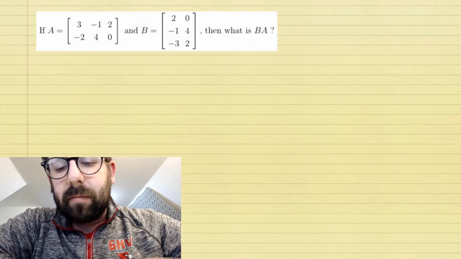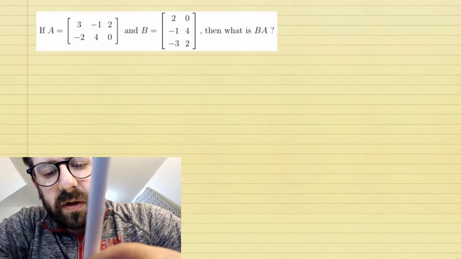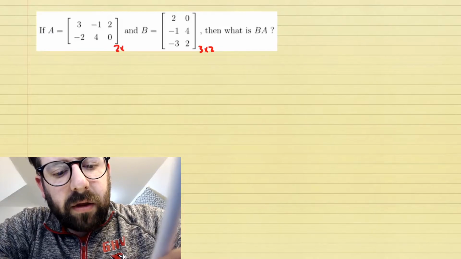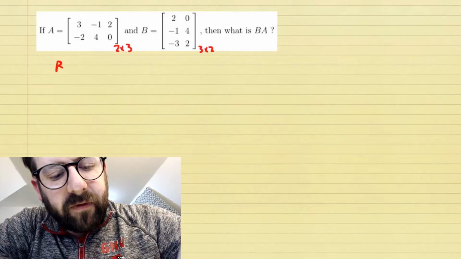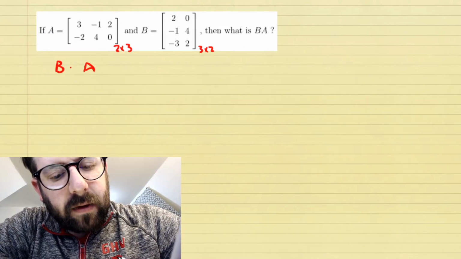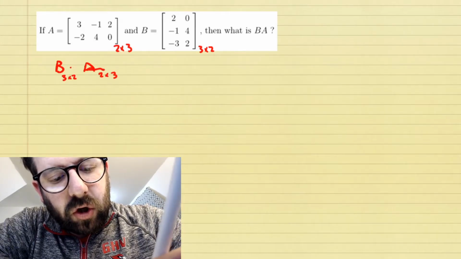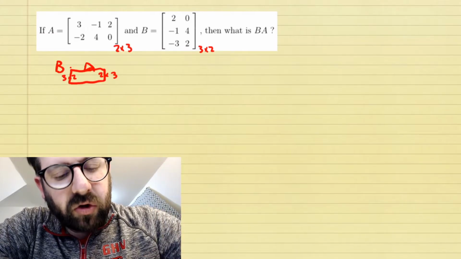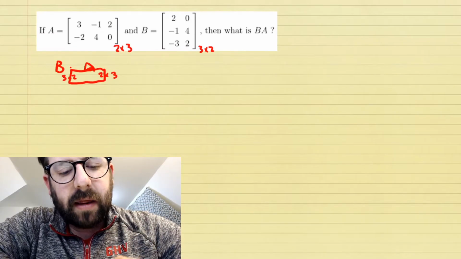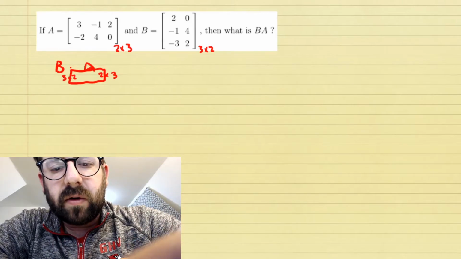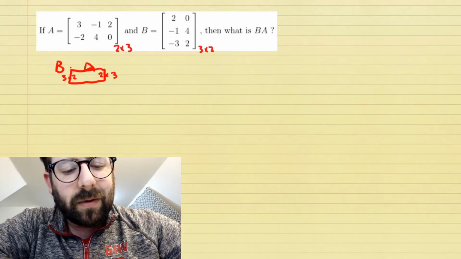Same exact idea, B times A. Now, B has to come first. This is a 3 by 2 matrix, and then A is a 2 by 3. So if I put B first and A second, this is 3 by 2, 2 by 3, and yes, these should match. The middle numbers do match, so I can actually multiply B times A. That is possible. The other ones are all squares, but this one has different dimensions, so I do have to check them. That's something I always do.